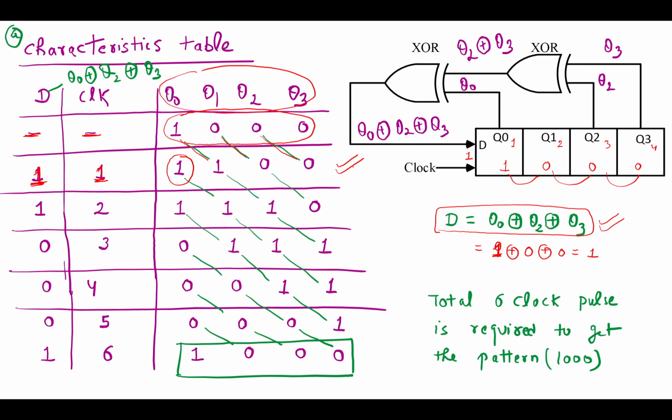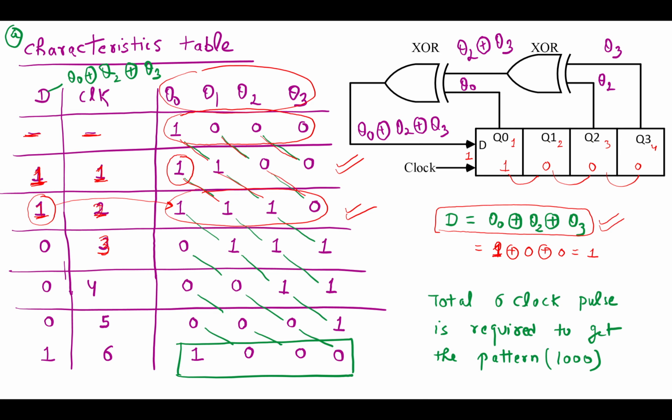But the question says you have to shift the data until you get the initial data. So again we apply a clock and find the D value from Q0, Q2 and Q3. We get D value 1, this D value comes here and shifting starts on the right side. Now in the second clock your data is 1110. So again we apply the clock because this process continues.